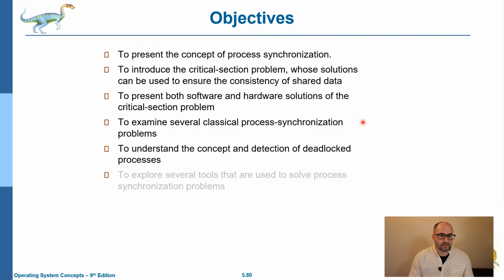We talked about some software and hardware solutions to the critical section problem. If it's software only, we're going to busy lock. Otherwise, we're going to have those atomic instructions to allow us to build our more abstract operations. Then we looked over some classical process synchronization problems, bounded buffer, reader-writer, and the dining philosophers. And then we wanted to go over a little bit more about deadlock detection and what the concept was.